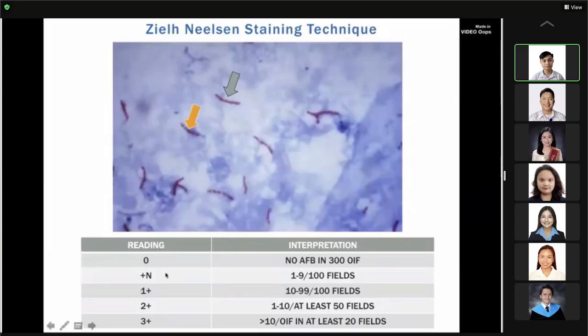The higher the succeeding number, mas maraming organism na present. So babalik natin, number muna: 1 plus if there are 10 to 99 AFB per 100 fields, 2 plus if there are 1 to 10 AFB per field in at least 50 fields, and 3 plus if there are more than 10 AFB per oil immersion field in at least 20 fields.